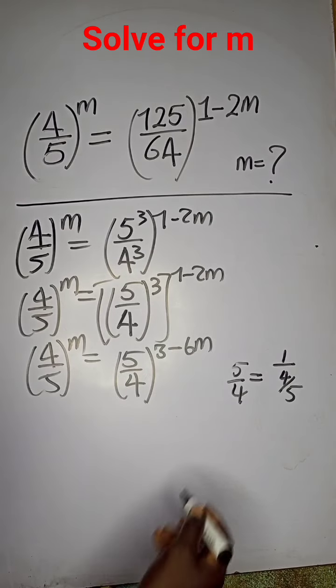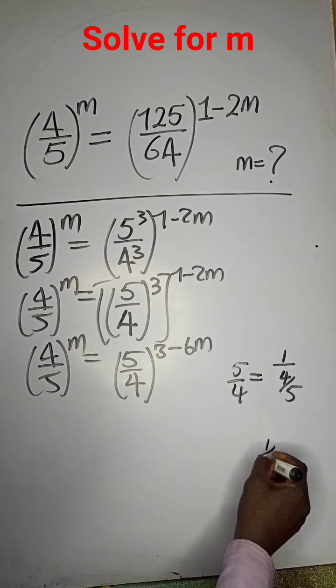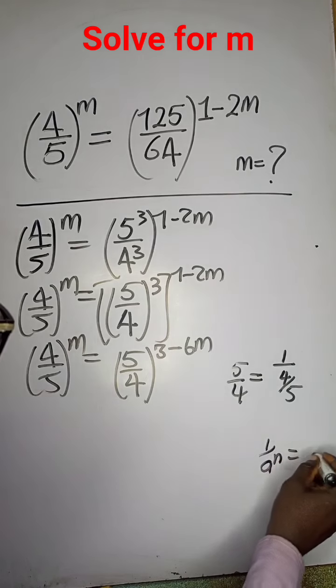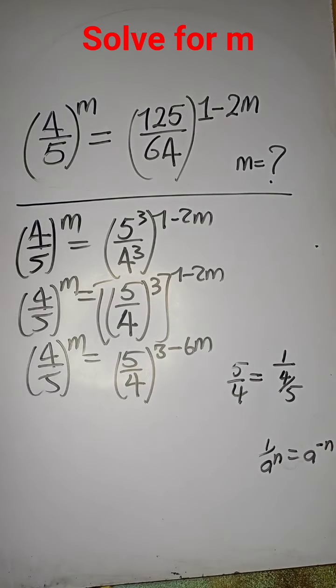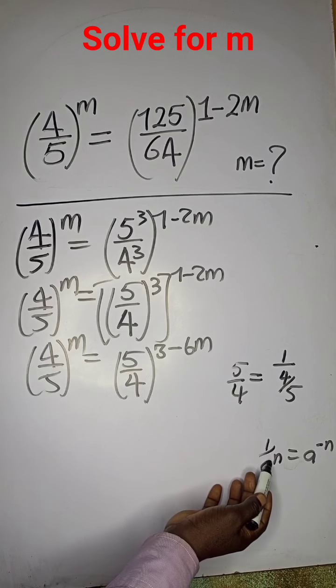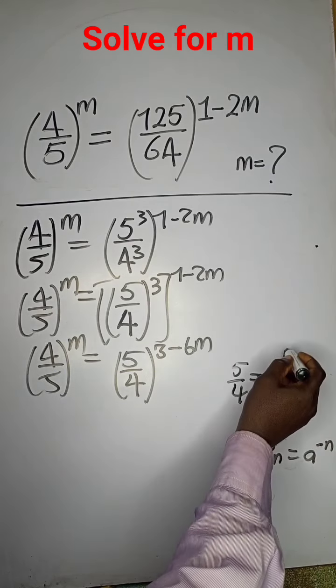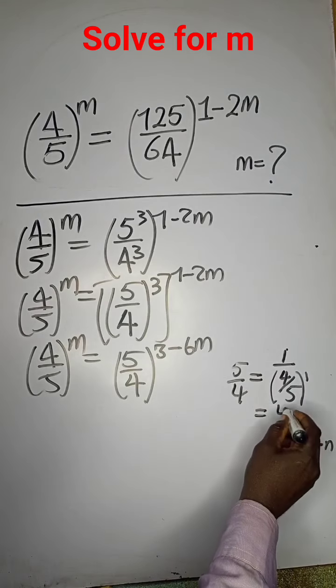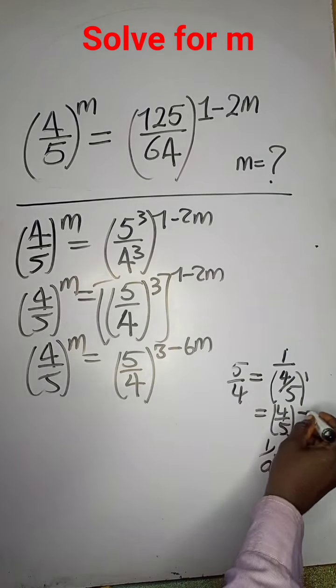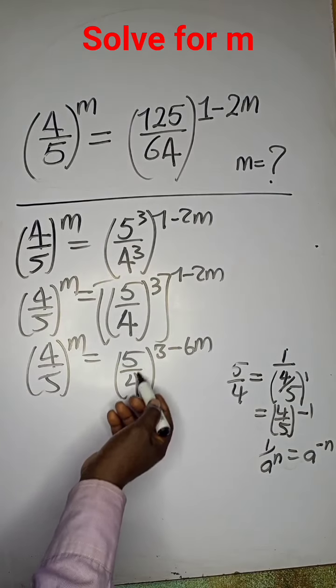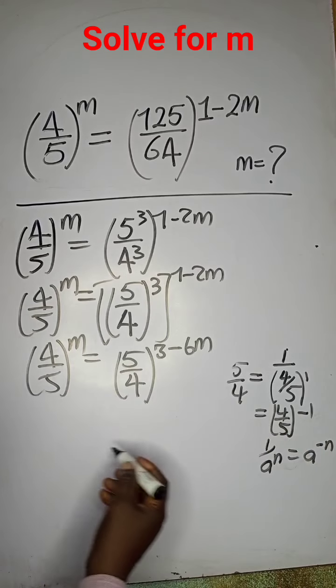And from the laws of indices, when there's 1 on top, 1 all over a to the n, it simply becomes a to the negative n. When there is 1 at the numerator, then the power now becomes negative. Remember, the power here is 1. There's 1 at the numerator, so it now becomes 4 all over 5, all raised to the power negative 1. We can write this base here as 4 all over 5 to the power negative 1.